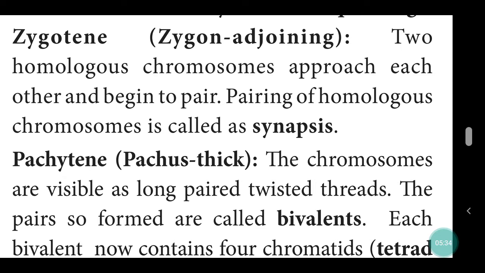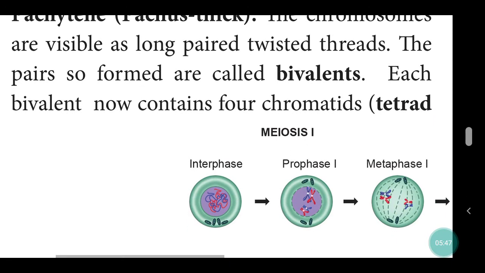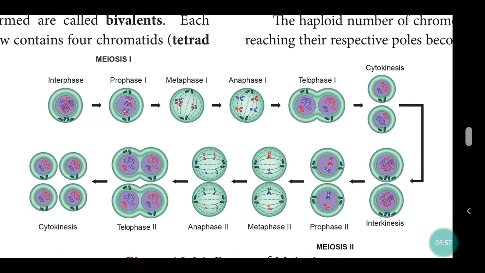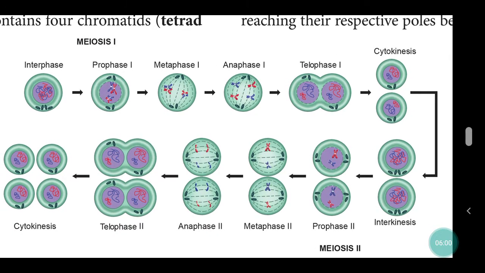Pachytene means thick. The chromosomes are visible as long paired twisted threads. The pairs so formed are called bivalents. Each bivalent now contains 4 chromatids. Tetrad stage. You see these pictures. Meiosis 1, meiosis 2. Actually, meiosis takes place in meiosis 1 and meiosis 2. Meiosis 1 is called heterotypic division. Meiosis 2 is homotypic division.